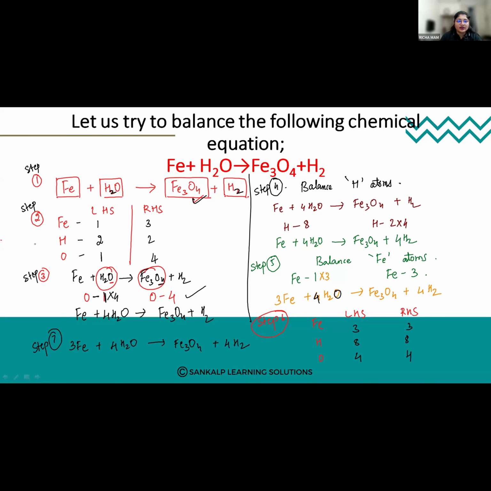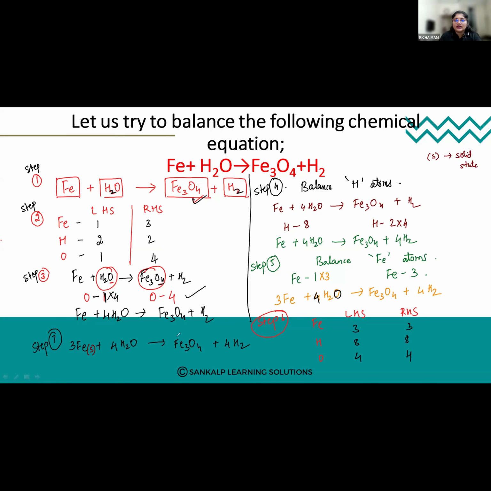Okay, now here let me write the chemical state. Fe is present in solid state. When we write solid state, it is written in small brackets as (s). Okay, it is solid state. This represents it is in solid state.